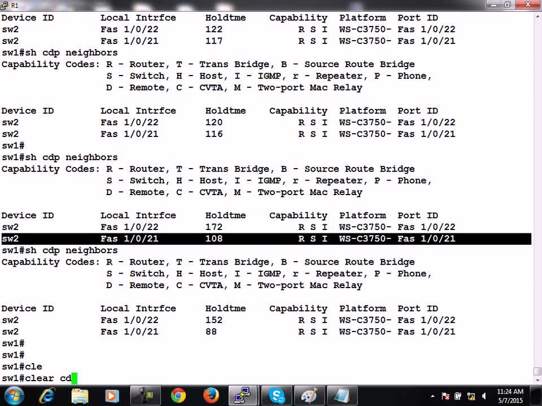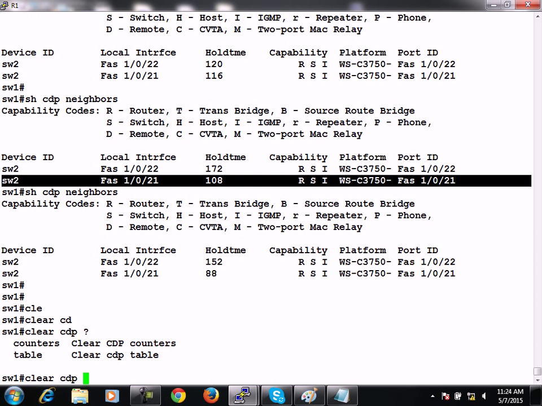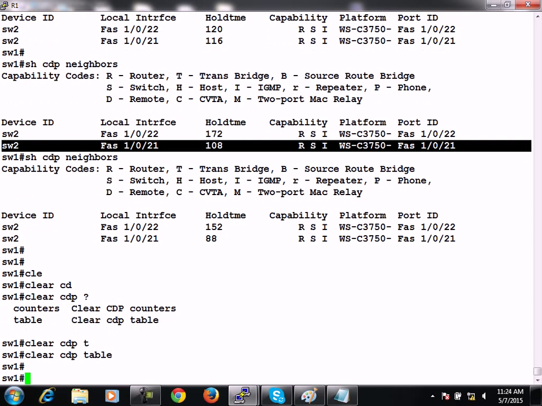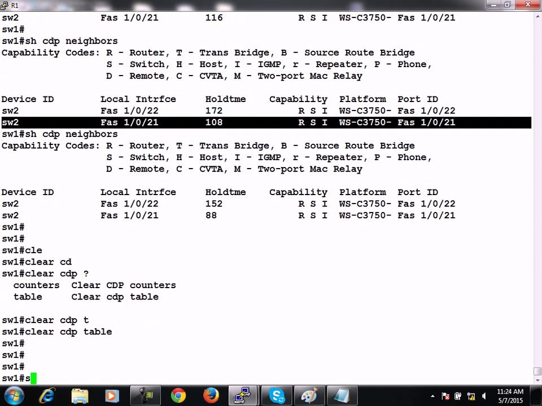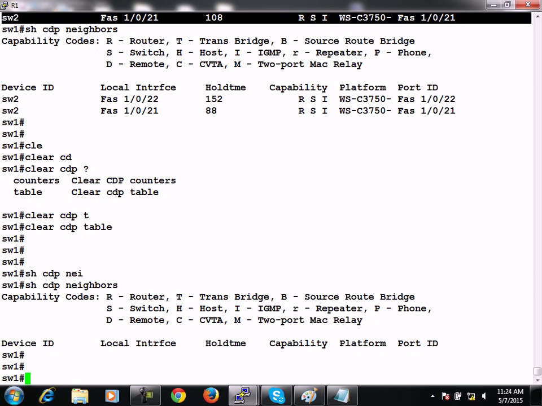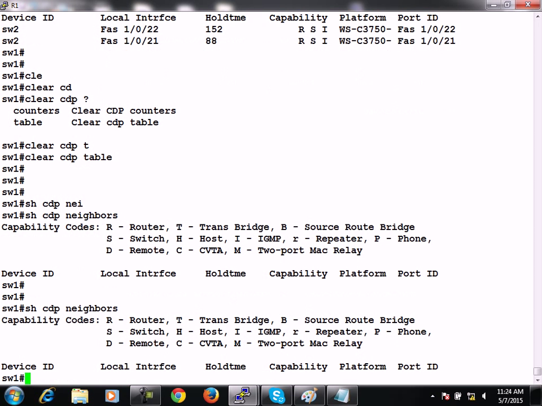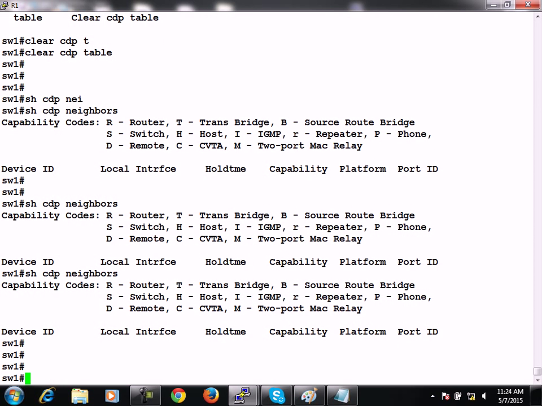You can also say clear cdp table. Show cdp neighbors. We have cleared this table now. So again, it will take some time to create an entry. But this time you will not be able to see anything on 21.